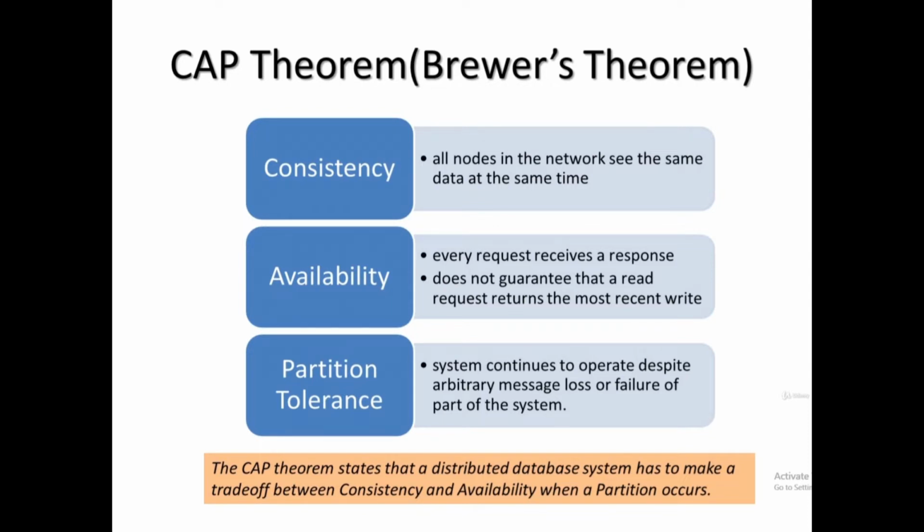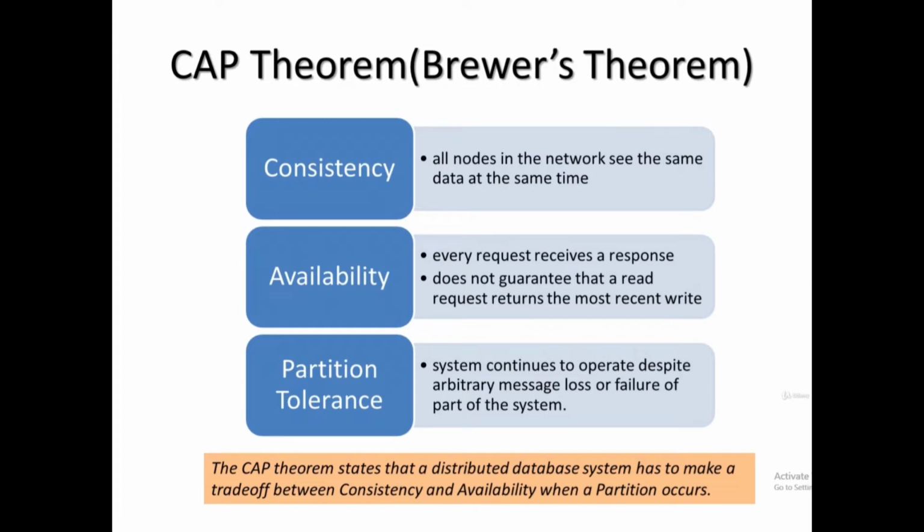A distributed system always needs to be partition tolerant. We don't want to make a system where a network partition fails the whole system. Therefore, partition tolerance is a property we cannot avoid while building our system. So, a distributed system will either give up on consistency or availability but not on partition tolerance.